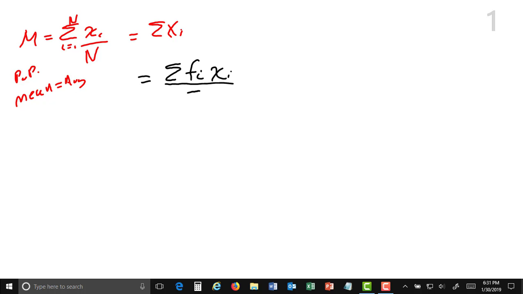Divided by, this looks kind of weird, but this f sub i. Now, remember what the sum of f sub i is? That ends up equaling n. So there are two ways we can represent this. Now this is actually equal to the sample mean, right? So this is x bar. That's what we got from our sample.